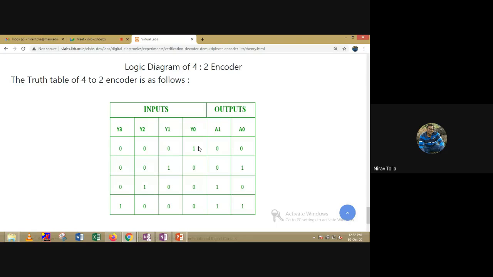Okay, so suppose if you activate only Y0, then your output will be 0 0. Suppose you activate only Y1, then your output will be 0 1. Suppose you activate Y2, then your output will be 1 0. And suppose you activate Y3, then your output will be 1 1. So this is the thing about encoders and decoders.